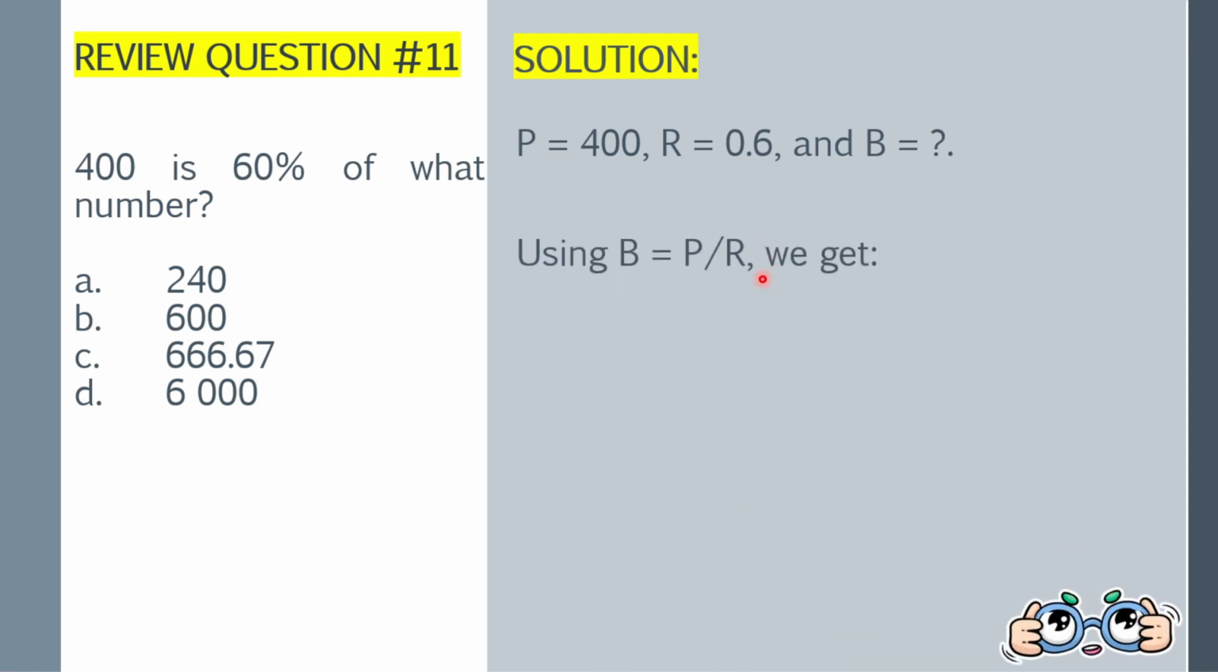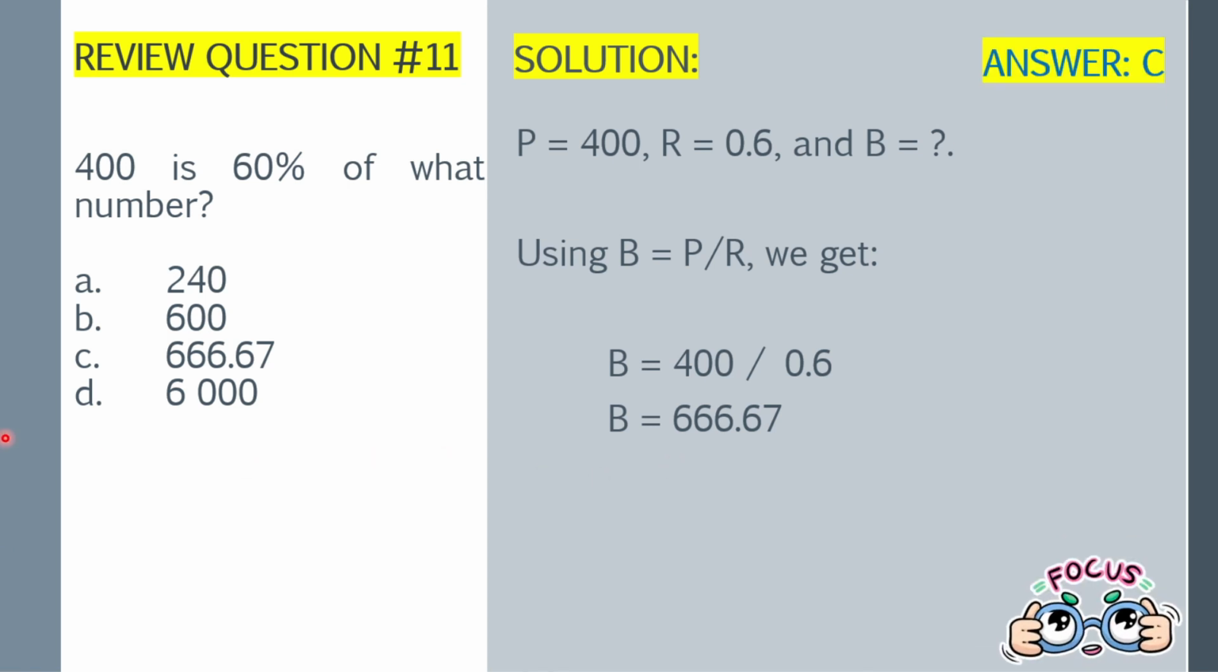So we can get the base by dividing P over R. If we divide P by R, we get 400 divided by 0.6. Therefore, the base is equal to 666.67. Therefore, the answer is letter C.